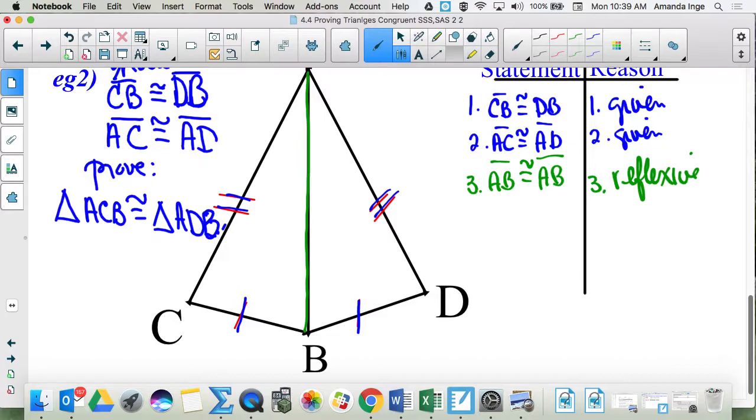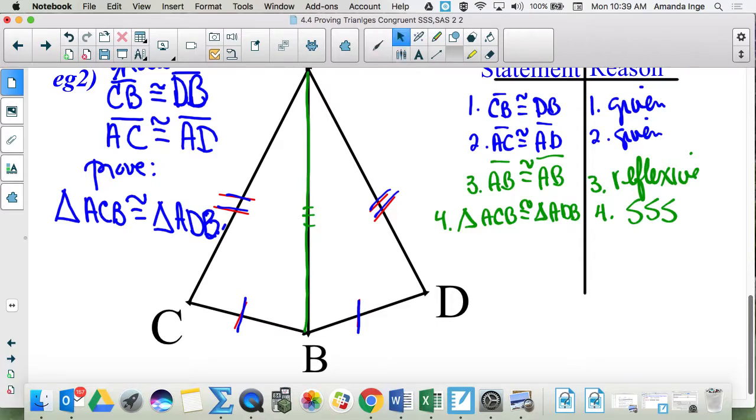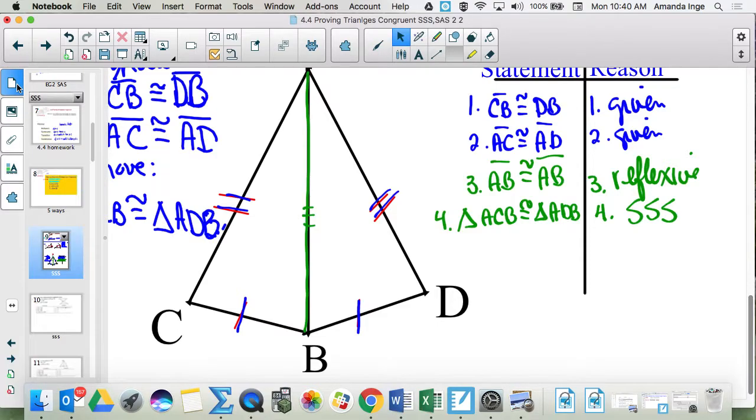So we could then say triangle ACB is congruent to triangle ADB. And what would be the reason? Well, what do we have marked up here? Do we have any angles marked? No. We have three sides marked. So side, side, side. Everybody good? These are by far the easiest proofs there are. Okay. All right.